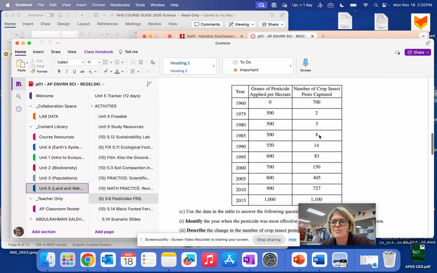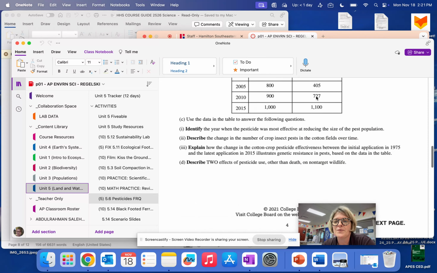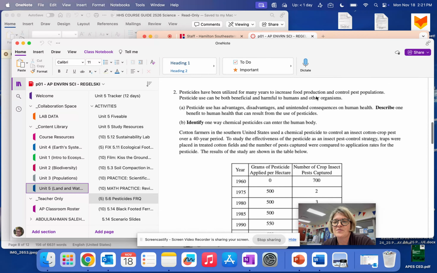So it's not the number of pests that were killed from the pesticide, it's the number of pests that were not killed from the pesticide and they were still alive and then they were caught in traps. So I just wanted to make that clear for you. That was confusing for some folks.